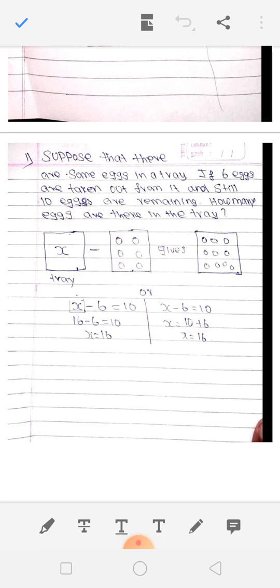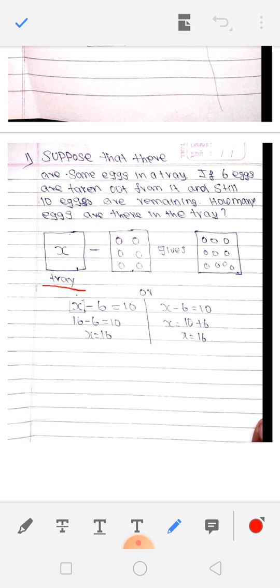So first of all, I don't know how many eggs there are in total in the tray, so I just put x. This is my first tray. I put x because we don't know how many total eggs are in the tray. How many eggs are taken? 6 eggs are taken, which means minus 6. The remaining answer is that 10 eggs are remaining in the tray.